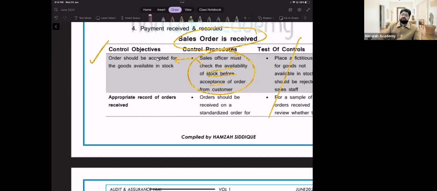So students, you see here, the objective. This procedure may vary from company to company. In one company, when the customer places an order, the system automatically rejects it if goods are not available. Okay, right?